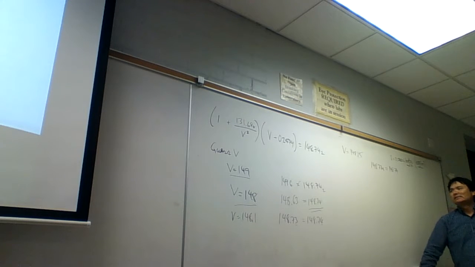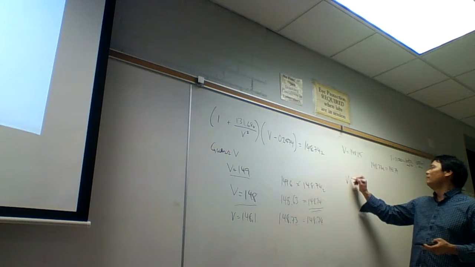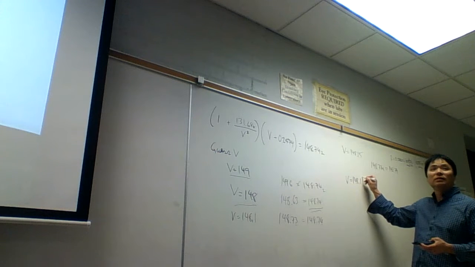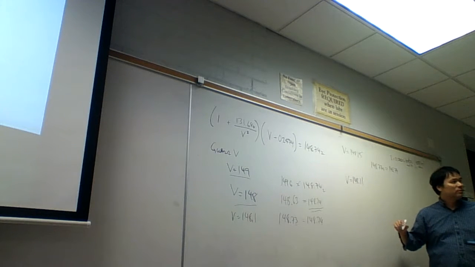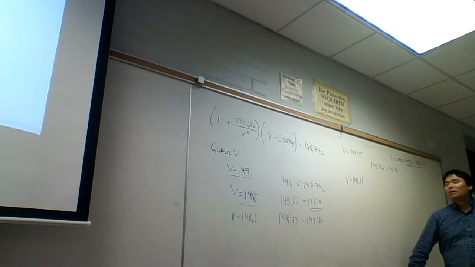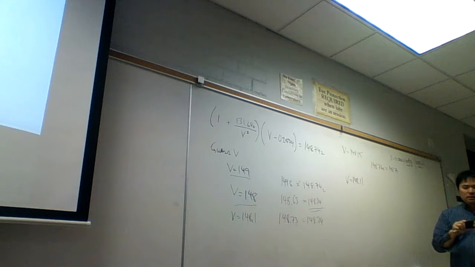Okay, how about volume equals 148.11? Or 12? What do you think? 12 or 11? 11. All right, let's try 11. So I'm going to go with 131.688 divided by 148.11 squared equals that plus 1 equals times 148.11 minus 0.2574.